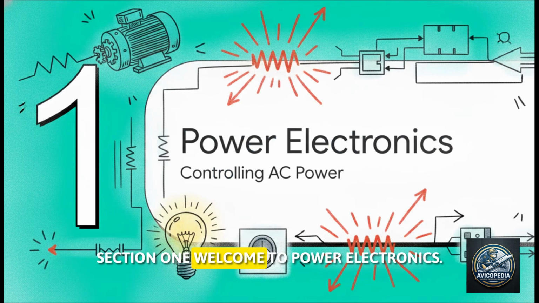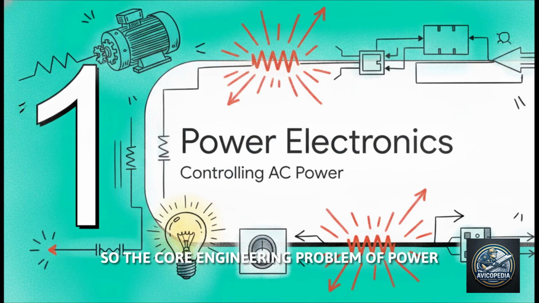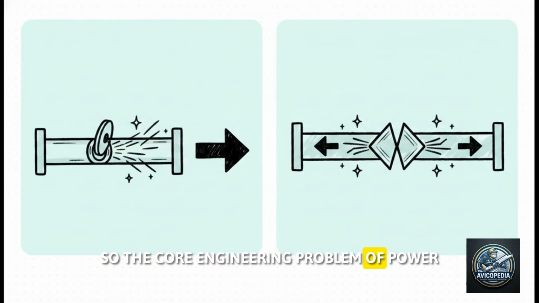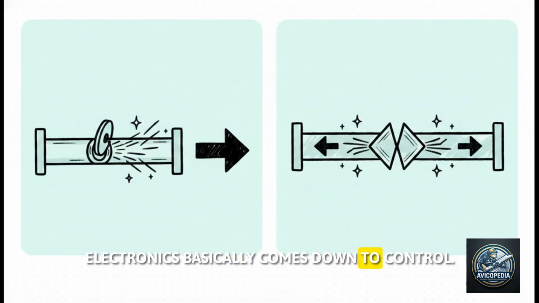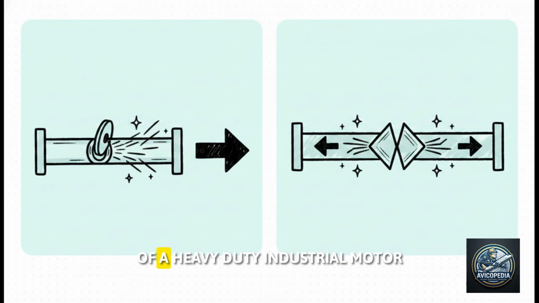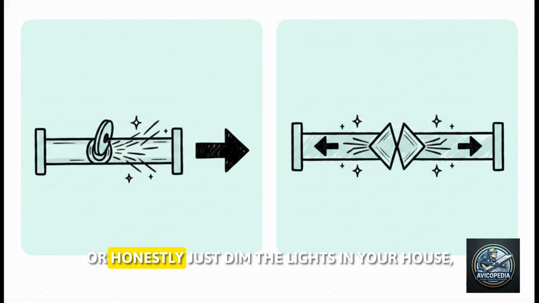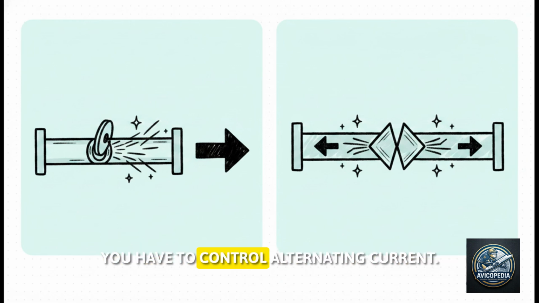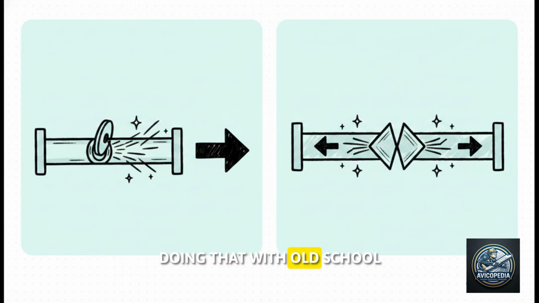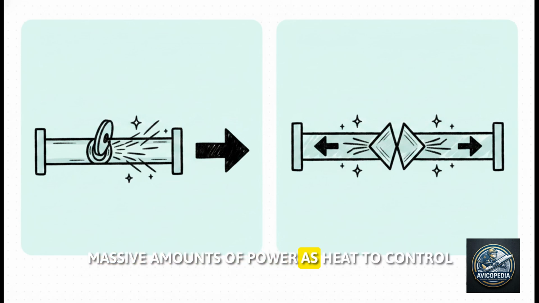Section 1. Welcome to power electronics. So, the core engineering problem of power electronics basically comes down to control. If you want to dial in the speed of a heavy-duty industrial motor, or honestly just dim the lights in your house, you have to control alternating current. Doing that with old-school electrical resistors is a terrible idea because it wastes massive amounts of power as heat.